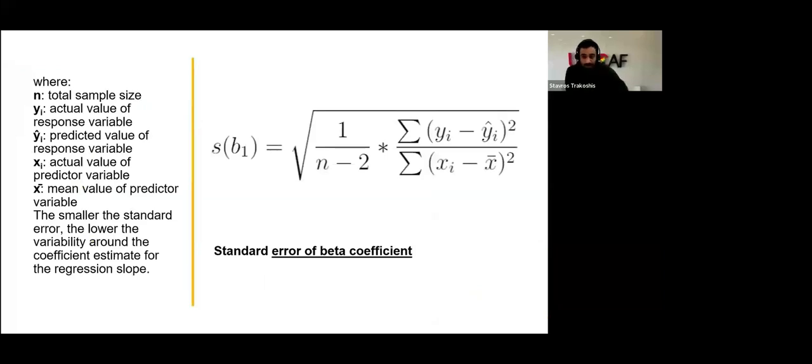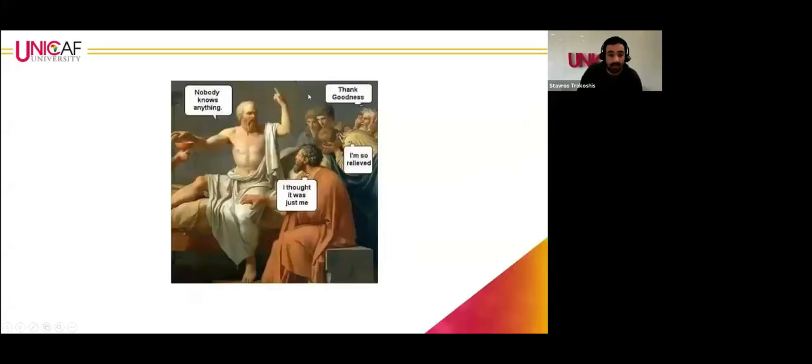This is the equation of the standard error of the beta in linear models. I'm not going to go into detail here, but it's basically the observed value, each value of the dependent variable minus the predicted value of the dependent variable, squared and summed. And here is each observation of the x variable minus the mean of the independent variable, squared and summed. And then this equation here.